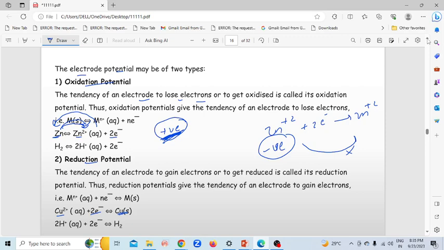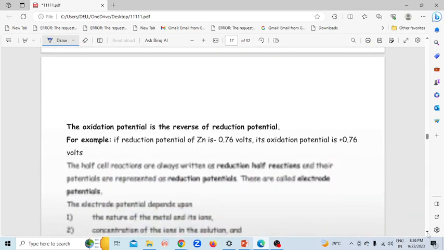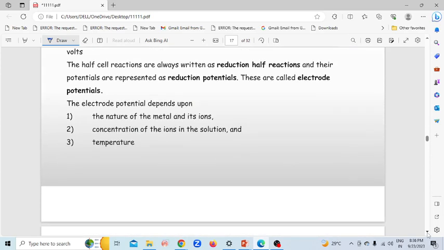Suppose we take the example of silver. Silver ion will take an electron and convert to Ag metal. It has a tendency to convert, it is a spontaneous reaction, so its reduction potential will be positive, but its oxidation potential will be negative. This concept should also be clear in your mind. Then electrode potential also depends on the nature of the metal and its ion, the concentration of ion in solution, what electrolyte you are using and its concentration, and the temperature.